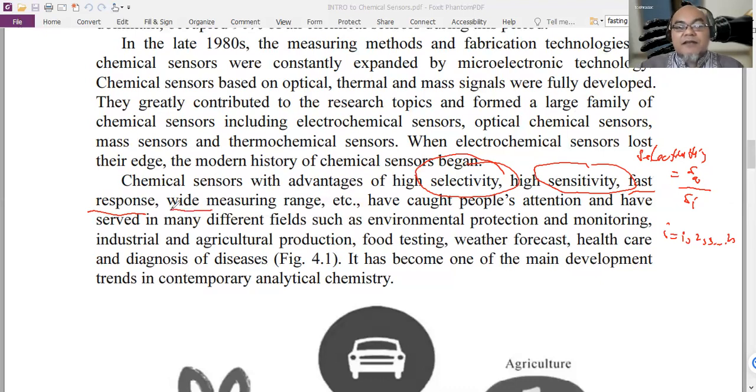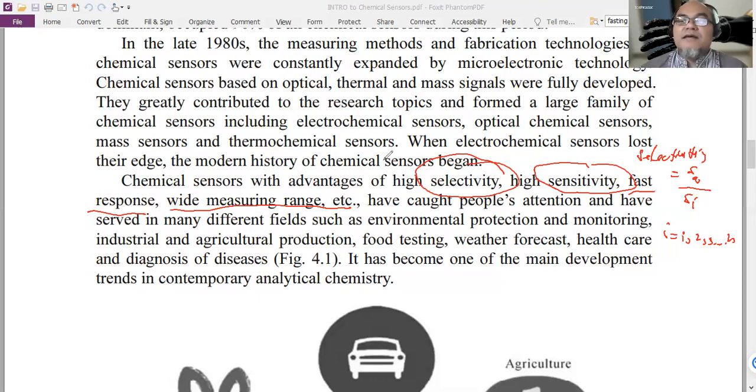Then we have wide measuring range here. Wide measuring range means how much range of concentration. Usually in quantitative chemical sensors and measurement, we are also interested in the quantity or the amount of the chemical compound or chemical substances within the sample. And this shows the wide measuring range. So whether it is from 0 to 100 millimolar, or 0 to 1 molar, for example, 0 to 10 micromolar, or whatever.